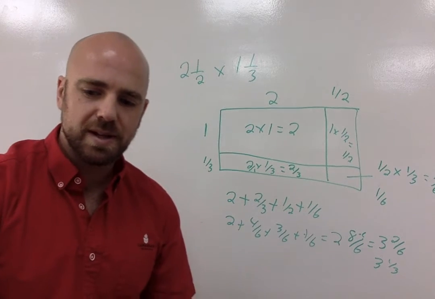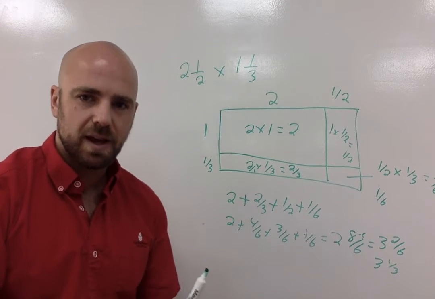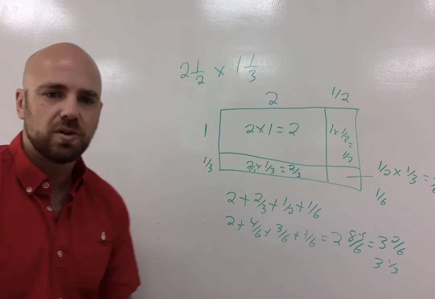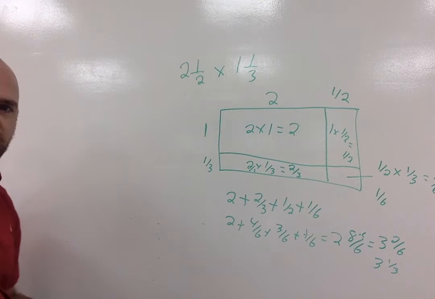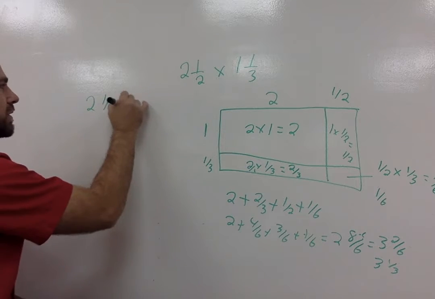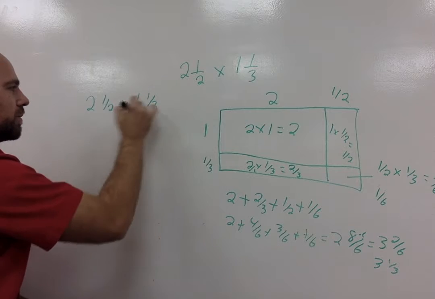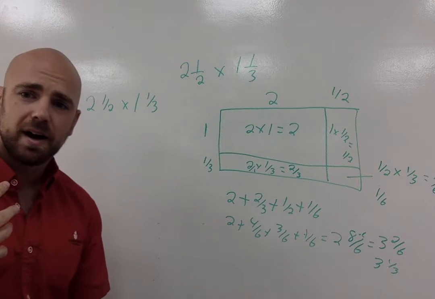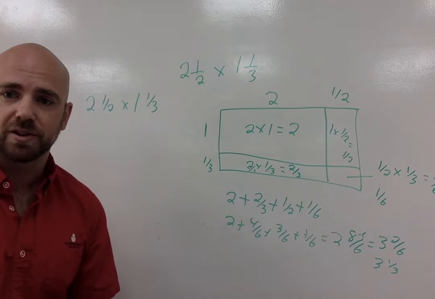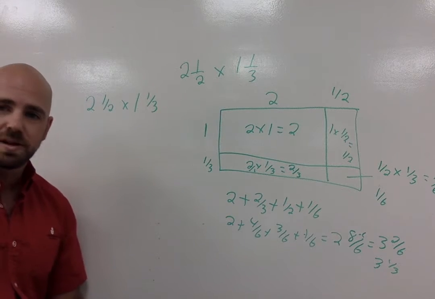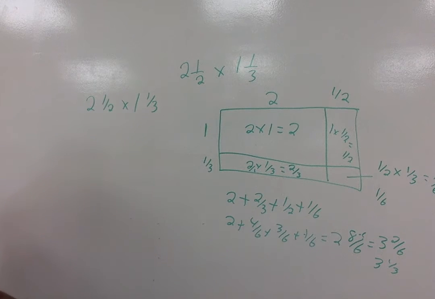Now, there's other ways that we can do this, okay? Obviously, yes, this took us quite a while. So let's look at another way that we can actually do it. So I'm going to do it over here. If I've got 2 and 1/2 times 1 and 1/3, okay? I'm going to turn these into an improper fraction, okay? So I want to kind of remove my wholes and add them to my fraction.